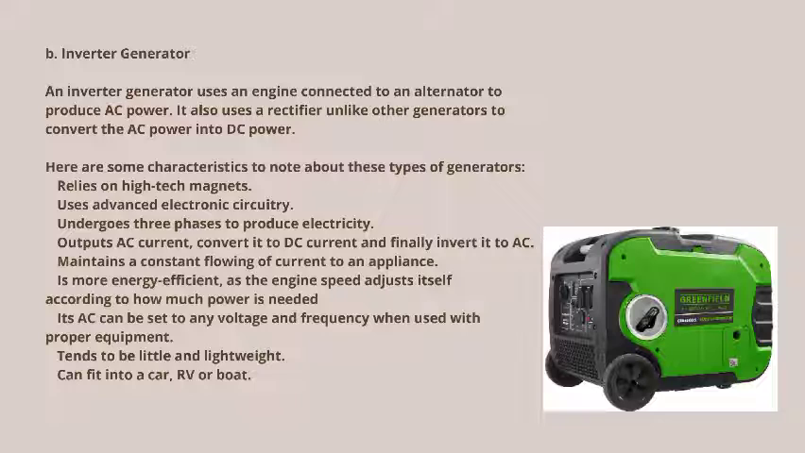Relies on high-tech magnets, uses advanced electronic circuitry, undergoes 3 phases to produce electricity: output AC current, convert it to DC current, and finally invert it to AC. Maintains a constant flow of current to an appliance, is more energy efficient as the engine speed adjusts itself according to how much power is needed. Its AC can be set to any voltage and frequency when used with proper equipment, tends to be little and lightweight, can fit into a car, RV, or boat.